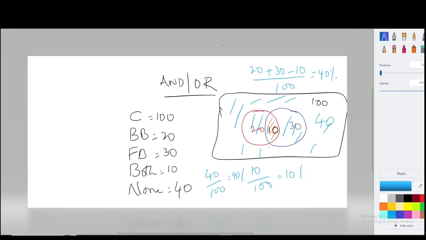So again, all that we are doing here in order to find probability is finding the proportion of students who satisfy specific conditions out of the total number of students available. So when we want to find out probability, think of proportions. In the next video, let us talk about conditional probability and Bayes' theorem.